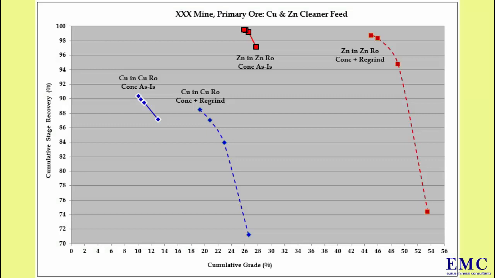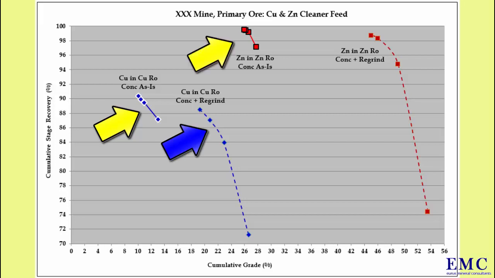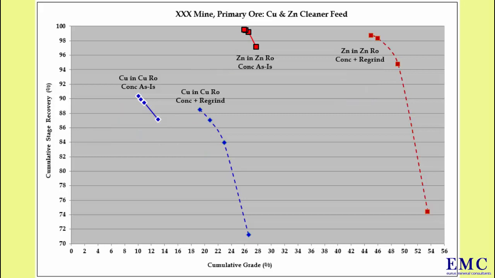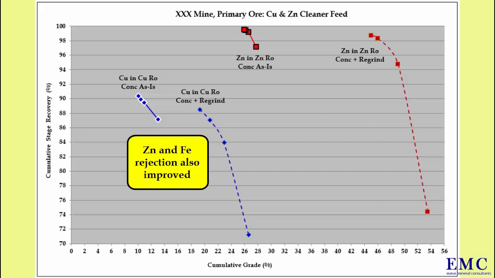Regrinding copper and zinc rougher concentrate in a copper-zinc flotation plant is an example of the first method. The graph shows rate tests performed on copper rougher concentrate as is and after regrinding, and the same for zinc rougher concentrate. In both cases there is an improvement in grade for the same recovery. Although not shown here, there were also improvements in zinc and iron rejection in the copper rougher concentrate, and iron rejection in the zinc rougher concentrate.